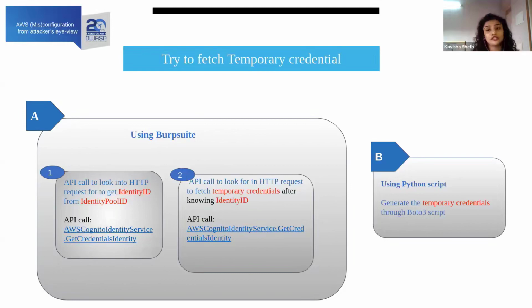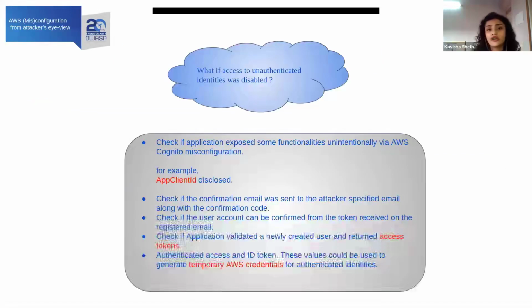So this is the standard approach to get the temporary credential, just by knowing the identity pool ID. If the application or the environment has not been properly configured for Cognito, and it's allowing unauthenticated users, then it's an issue. Now, what if access to unauthenticated identity was disabled? We have discussed that an unauthenticated identity was able to get all these credentials. But what if you provide an identity pool ID and it says you are not able to access this? Do you just stop over here?